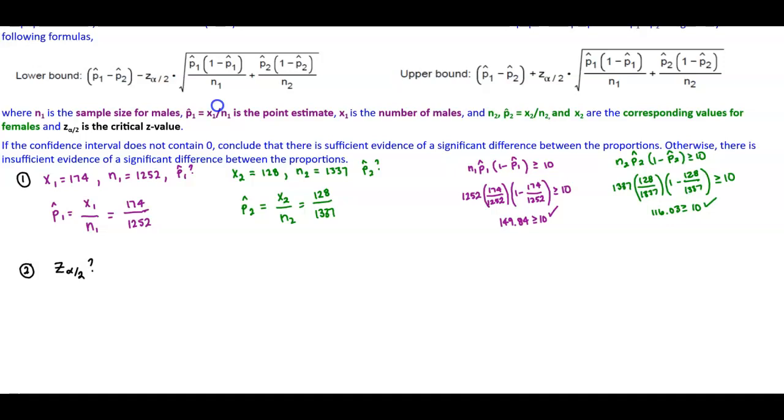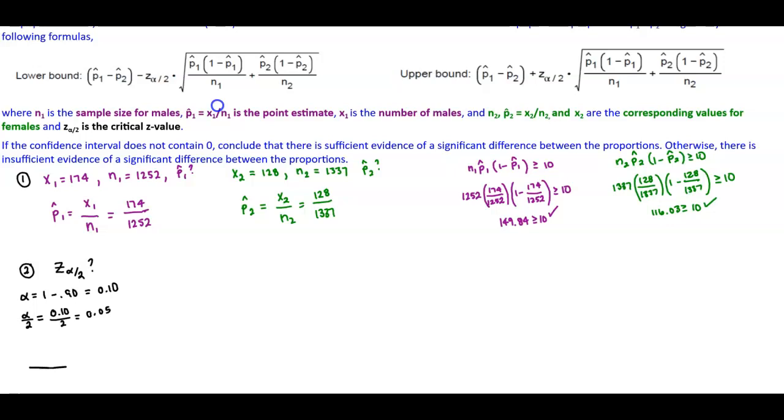Well, we know that alpha is going to equal 1 minus that 90%. That's 0.90, which gives us 0.10. And then we're going to take alpha and divide that by 2, so this is going to be 0.10 divided by 2, which is equal to 0.05.